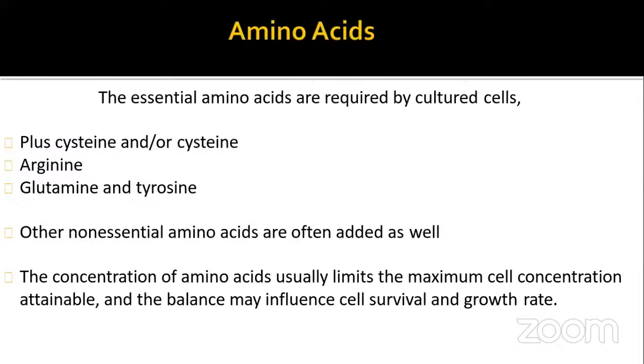Then what amino acids do we have to use? Essential amino acids are required by the cultured cells. They are cysteine, arginine, glutamine, tyrosine, and non-essential amino acids are also added. And the concentration of amino acids is limited. So it limits the maximum cell concentration attainable, and it balances the cell survival and growth rate.